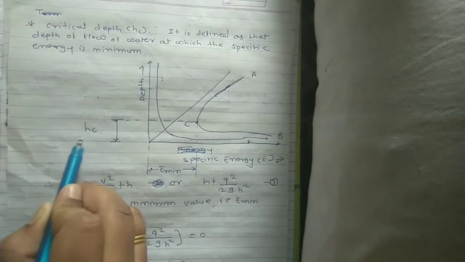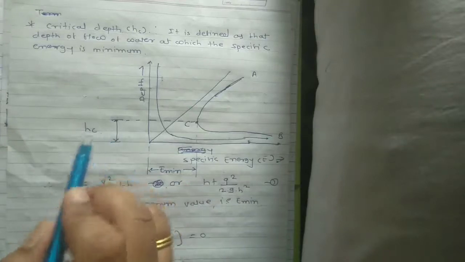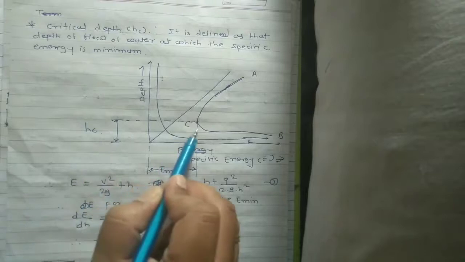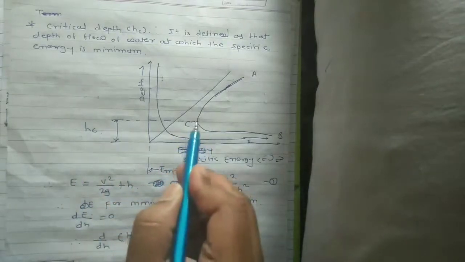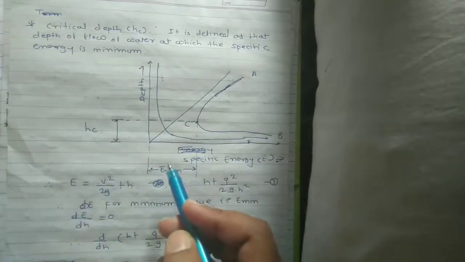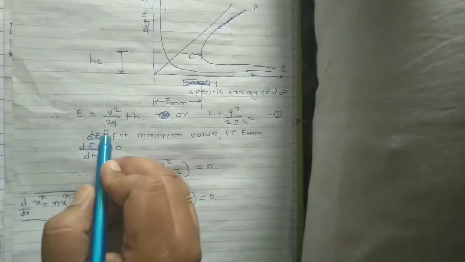So what is critical depth? It is defined as the depth of flow of water at which the specific energy is minimum. That is called the critical depth hc. After this, we have to find out the equation of the critical depth hc.